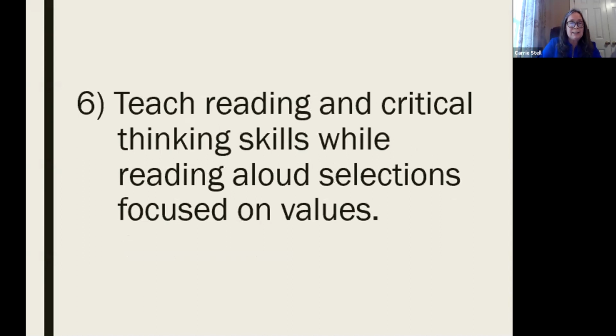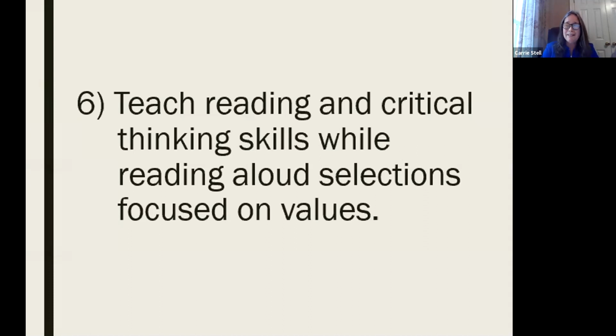6th to-do list item. Teach reading and critical thinking skills while reading aloud selections focused on values. So I love to read aloud to my students. I want them to hear fluent reading. I want to model what effective readers do as we ask ourselves questions in order to comprehend what we're reading and to process the information. I also just want them to get excited about learning and reading something interesting, something important. It's the best way I know how to do that. So I do read aloud a lot.